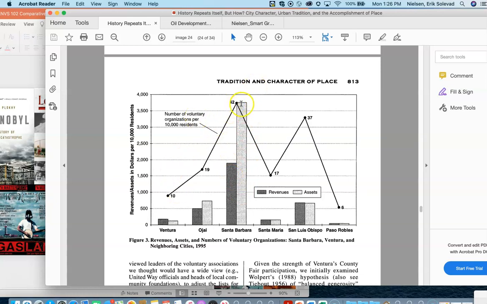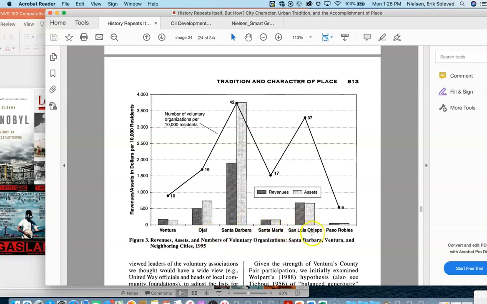Way more voluntary organizations, meaning you've got a community that's very much a community. It's very actively involved, actively engaged in making it what it is. Not so much in Ventura, and in fact you see far lower levels of revenue and assets. Again, 1995, some of this has changed. Ventura is doing better than it was then.